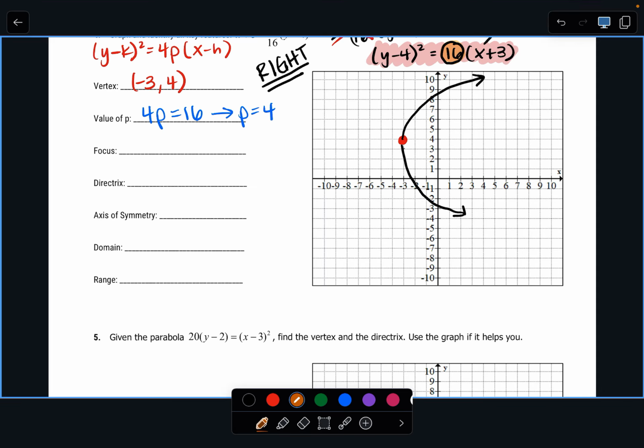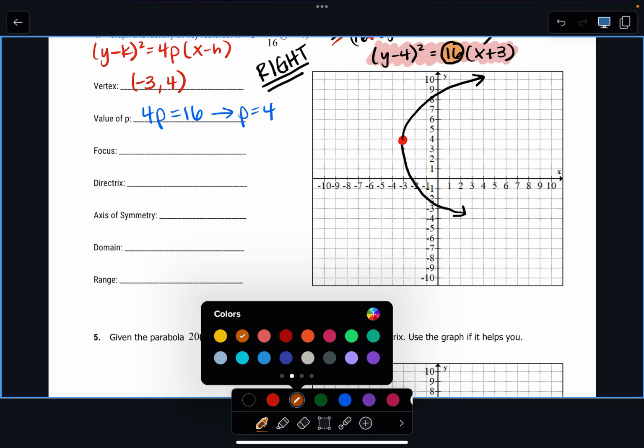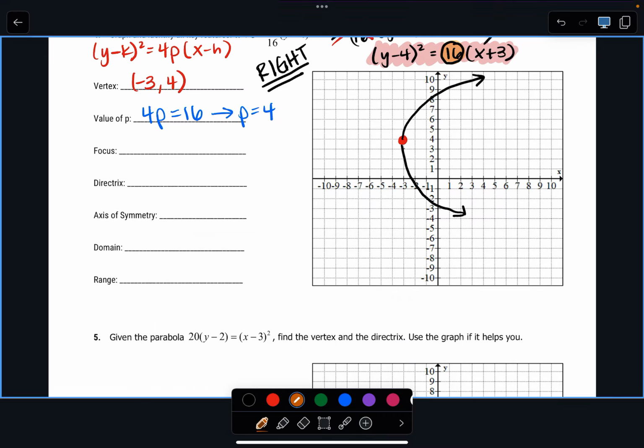So now for the focus, all I'm going to do is count 4 inside. So I'm going to go 1, 2, 3, 4. And where I end up is where I'm going to put my focus. And remember, it is always directly in line. So if it was up, down, it would be vertically in line. Right now, it's left, right, so it's horizontally in line with the vertex.